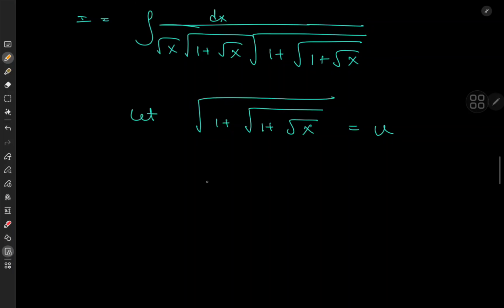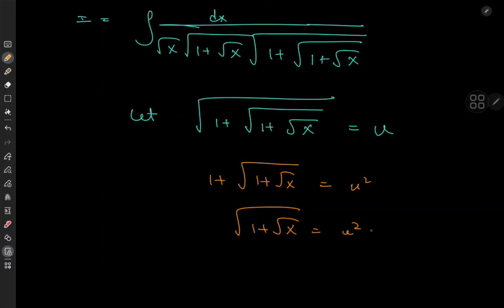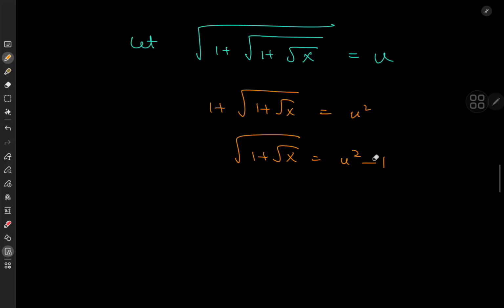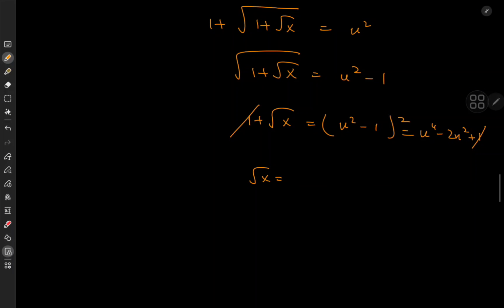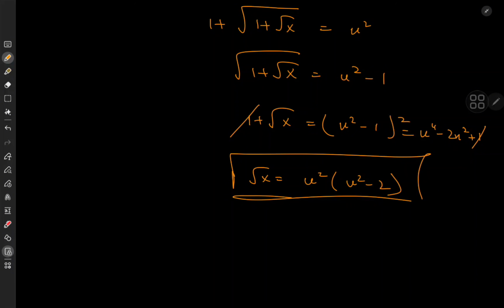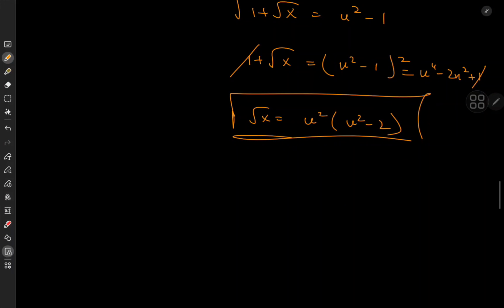So what we're going to do here is let 1 plus root of 1 plus root x equal u squared. So that means root of 1 plus root x is equal to u squared minus 1. And then we have 1 plus root x equal to u squared minus 1 whole thing squared, which is nice because you have u to the fourth minus 2u squared plus 1. And the plus ones cancel out quite nicely, and then you have root x equal to u squared times u squared minus 2. I might as well write it like this first, and then expand it for differentiation purposes.